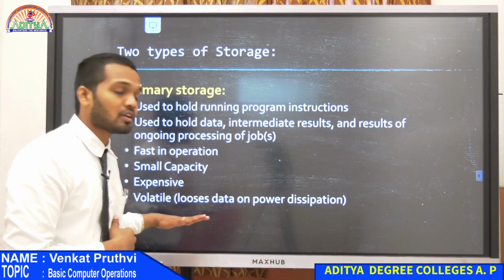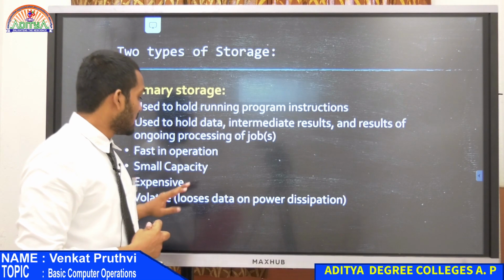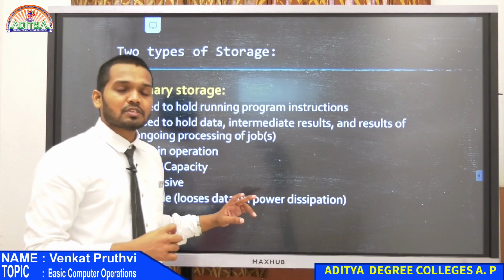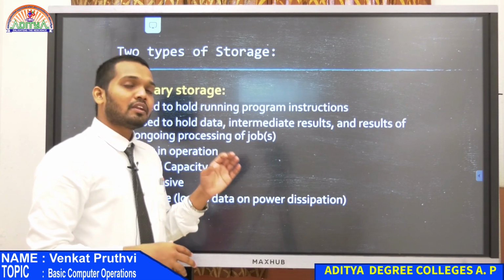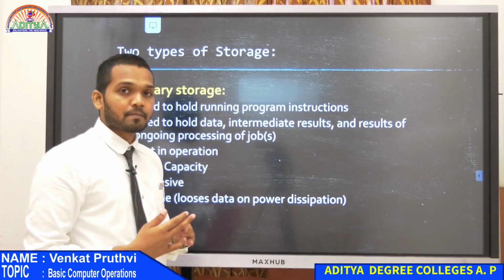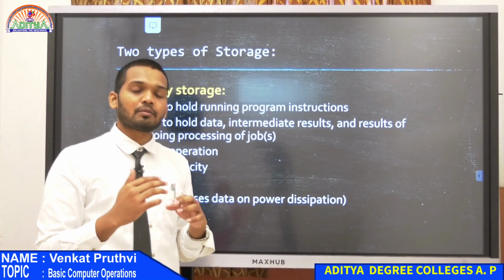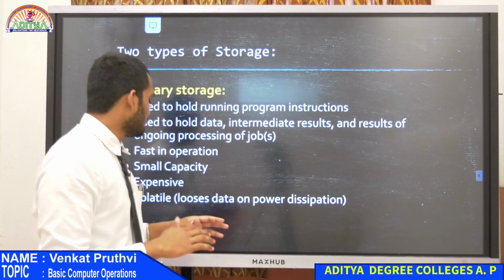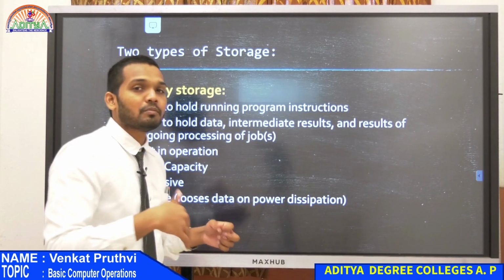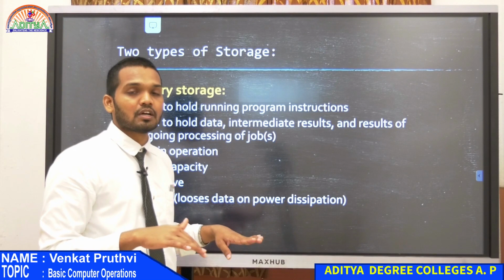This is the most important point in your primary storage. Volatile means whenever you switch off your computer, whatever data, instructions, or tasks the RAM is holding are automatically deleted. There won't be any task left inside the RAM once the power is turned off.